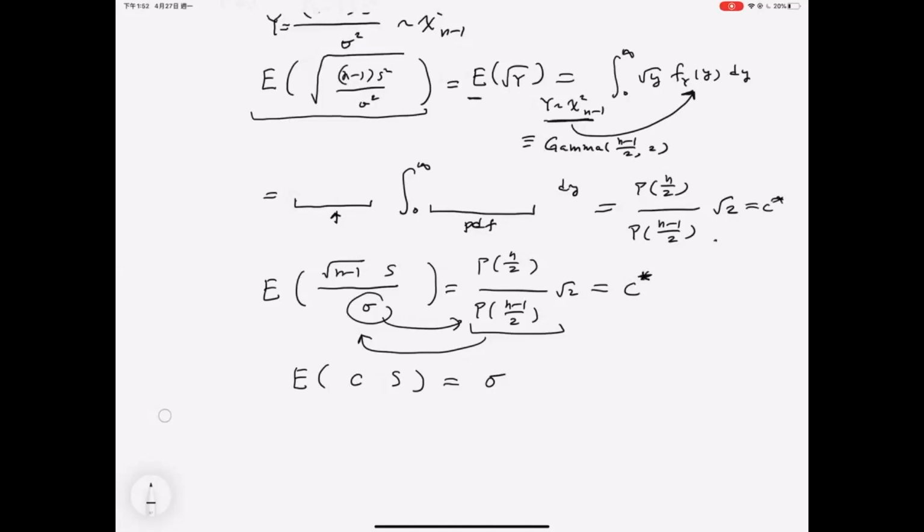Then I can write the square root of n divided by C star. If I put C star inside the expectation, nothing changes. Then pull sigma squared outside the expectation, nothing changes, and it becomes sigma. This is exactly the C constant we were looking for.